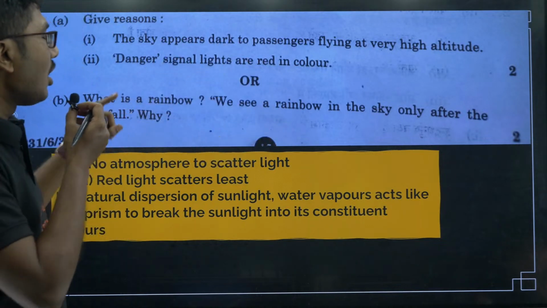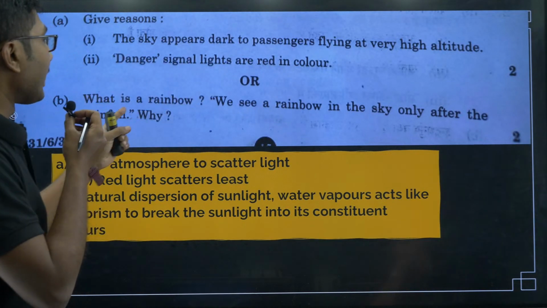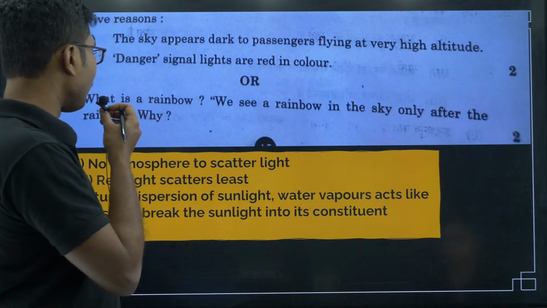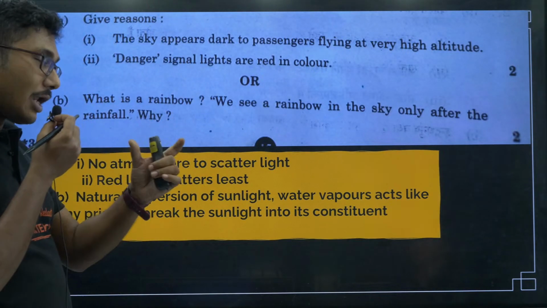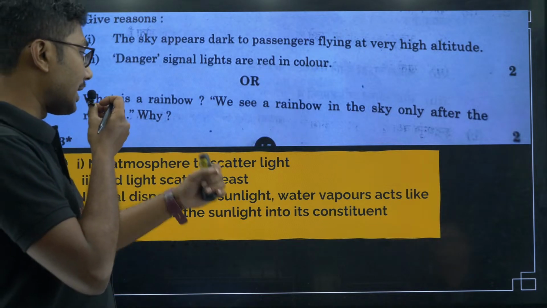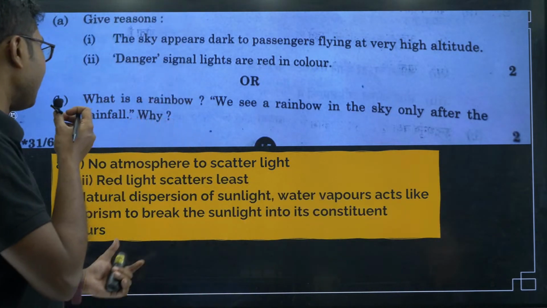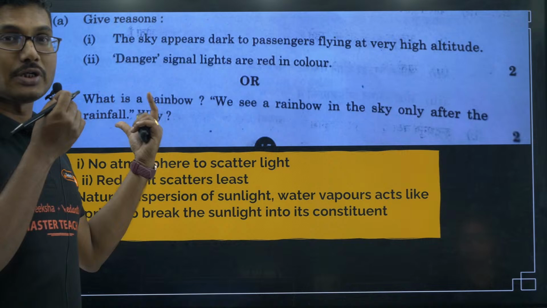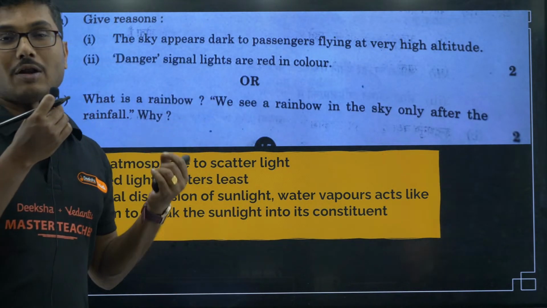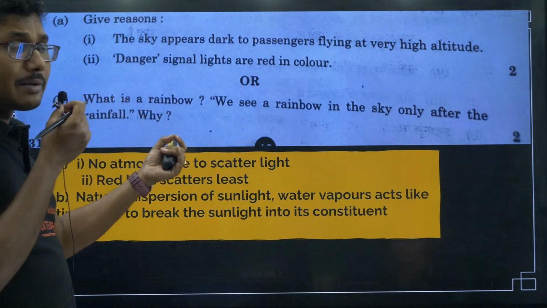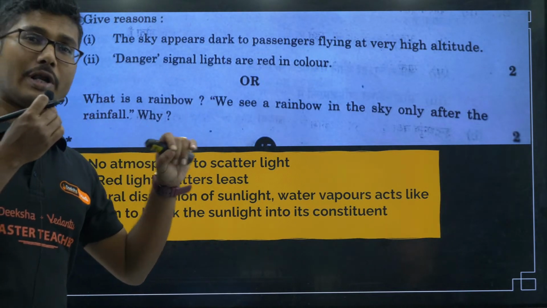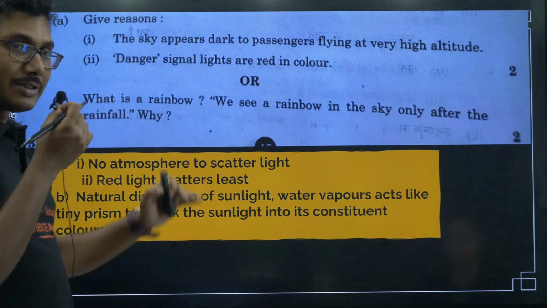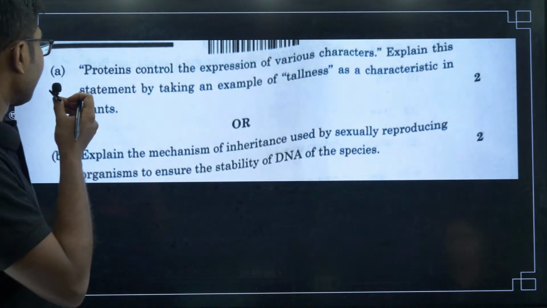Now there is an OR question, the whole question as an OR question. What is a rainbow? Why do we see a rainbow in the sky only after the rainfall? First of all, the short answer is that a rainbow is the natural dispersion of sunlight. Water droplets act like tiny prisms to break the sunlight into its constituent colors. So water is necessary to observe a rainbow. After rainfall there is a lot of water present in the air. That is why we see a rainbow only after rainfall, and especially just before sunset, around evening time, because there is an angle issue also. I explained it.